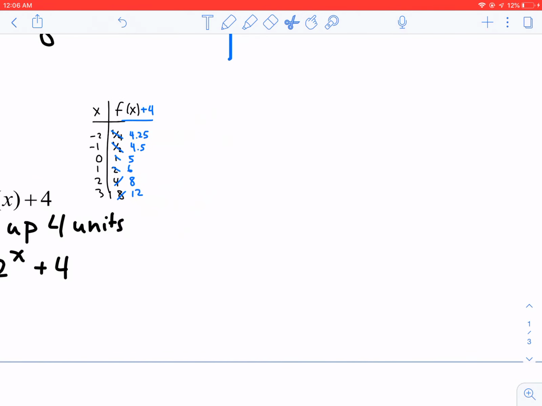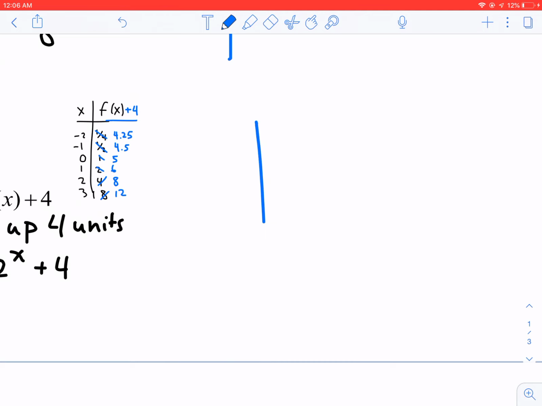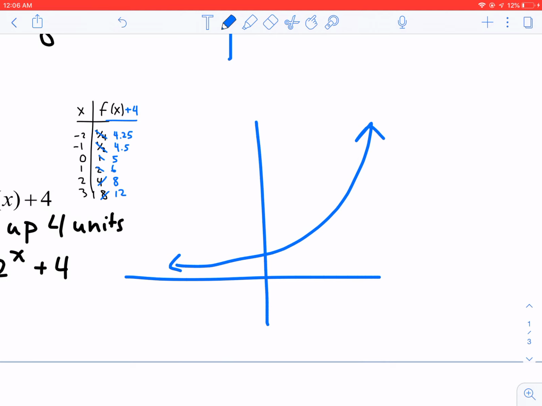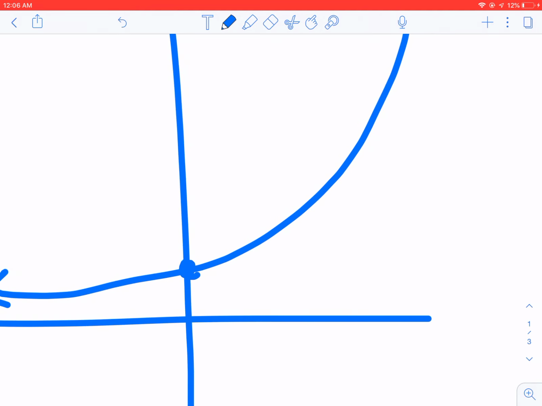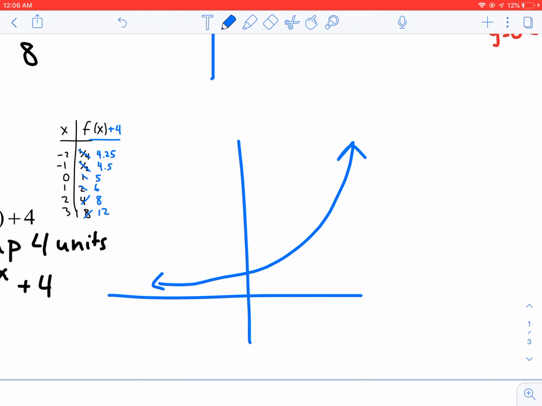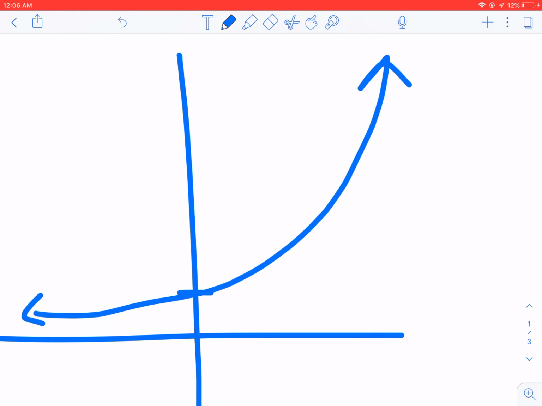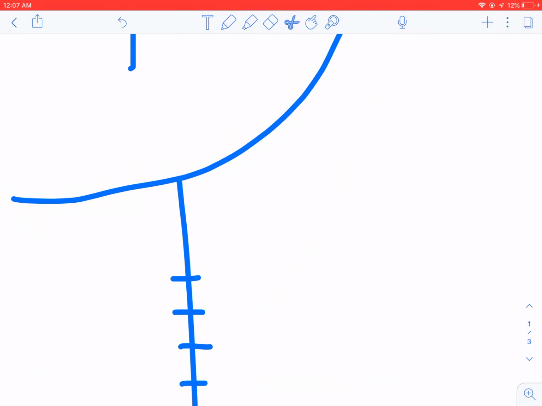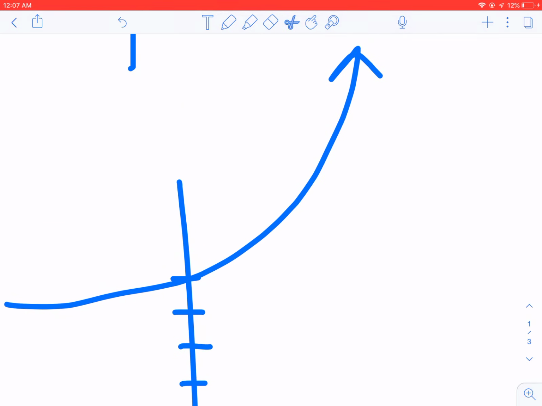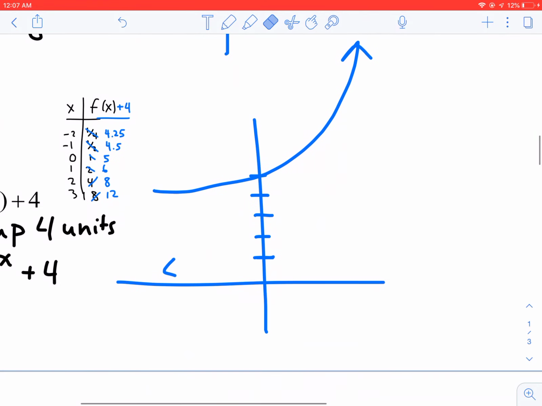So a sketch of this function would look like that, right? Our normal y equals 2 to the x, right? If that's 0, 1, except we're going to move it up 4 units. So 1, 2, 3, 4, 5. Our y-intercept goes from 0, 1 to 0, 5. And yeah, this is not a great sketch, of course. I'm just trying to give you an idea.